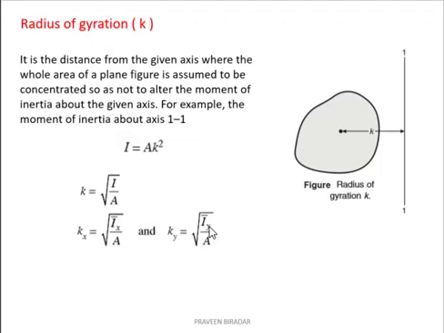In other words, radius of gyration of a body is defined as the distance from the reference axis at which the given area is assumed to be compressed and kept as a thin strip such that there is no change in its moment of inertia. That is radius of gyration.